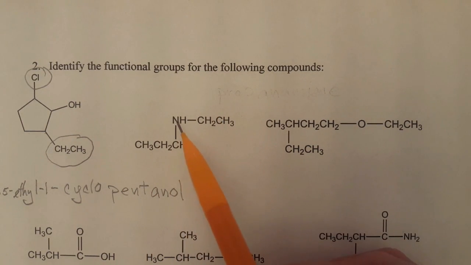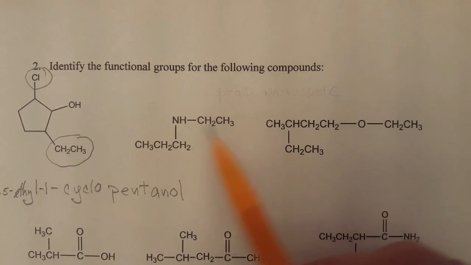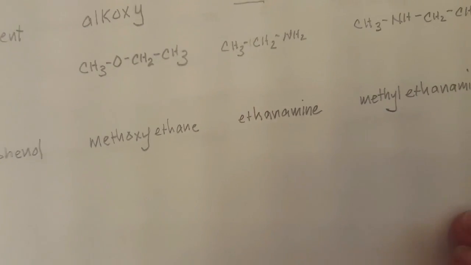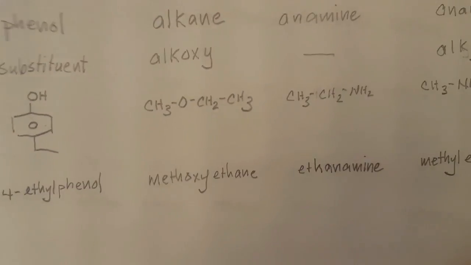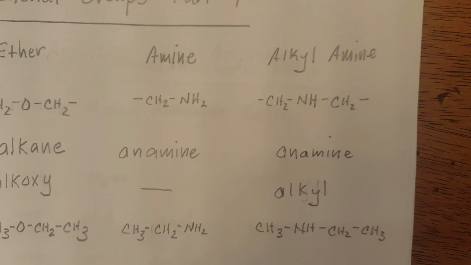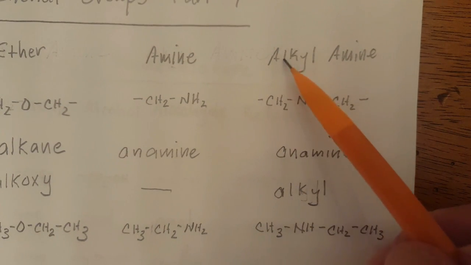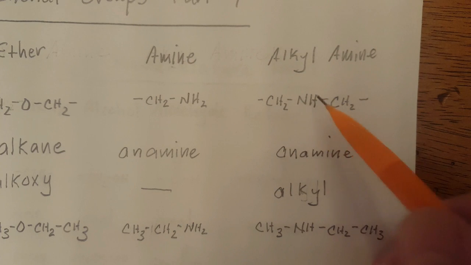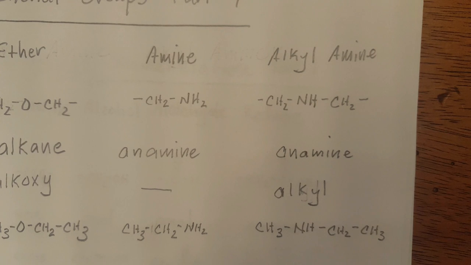As you can see, it's got a nitrogen, and it's got 2 alkyl groups bonded to it. So let's look at our cheat sheet and find out what we would call this thing. All right, so this is actually an alkylamine. It's got nitrogen with 2 carbons bonded on either side. So it's going to end in amine, and the substituent group ends up being the alkyl.